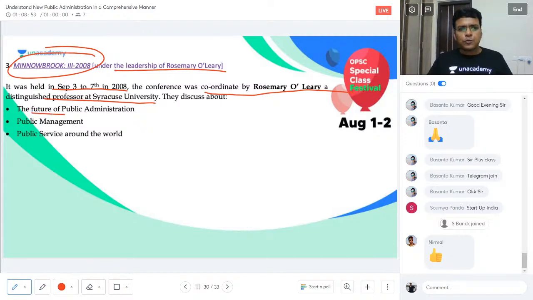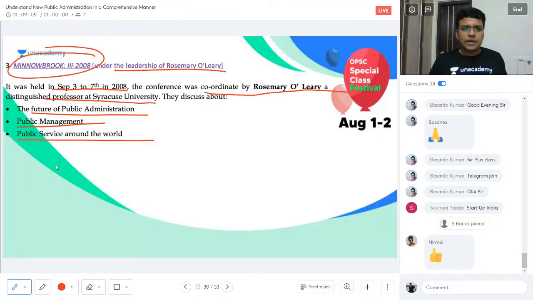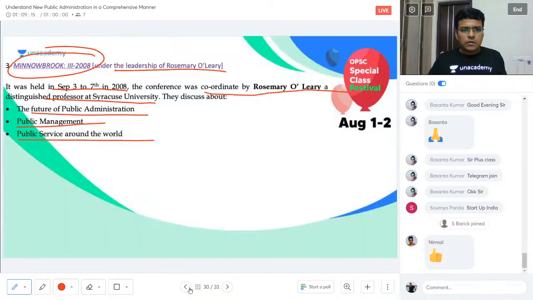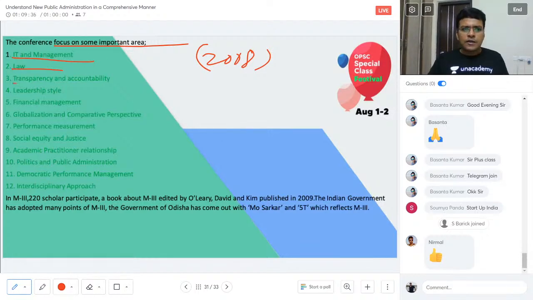They discussed the future of public administration, public management and public service around the world: how public administration will evolve in future, how public administration manages things, and public service. The conference focused on some important areas: IT and management, and all these things. It was held in 2008, just recently, 12 years ago. So everything: IT and management, law, transparency and accountability.